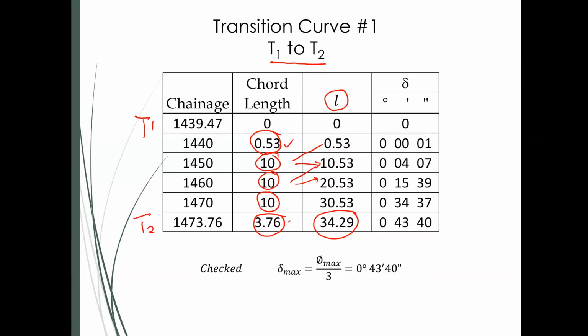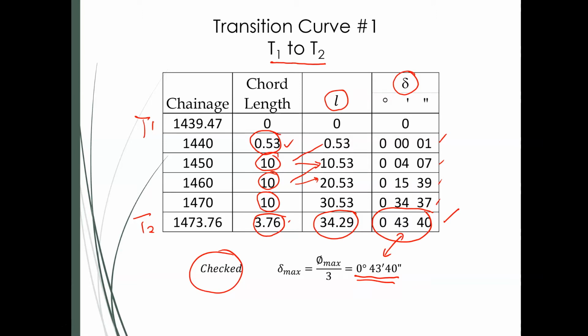Based on those L's, we can calculate the delta, which is L squared over 6RL. Then we get 1 second here, 4 minutes there, 15 there, 34 there. And for the last point, it's 43.40. You have to double check against the maximum deflection angle, which we have done before, and it agrees. That's what we got, so that one checks out. So we are good as far as calculation is concerned.